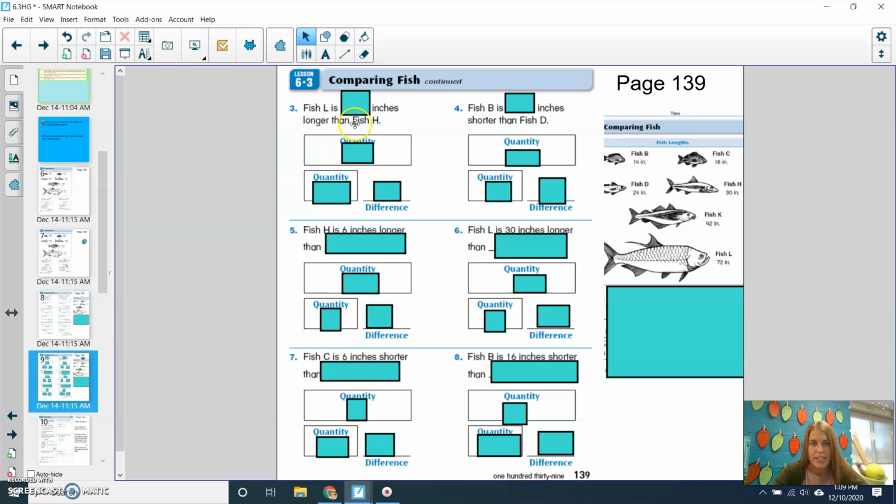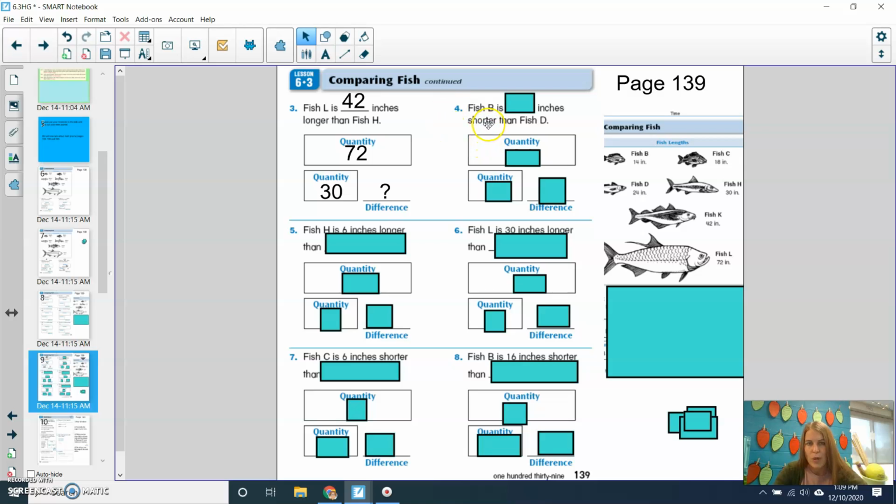All right, second graders. So I'm looking for fish L and fish H, and so I can see that fish L is 72 inches, and I can see that fish H is 30 inches. So I'm solving for the difference and thinking 30 plus how much more to get to 72, and I should have had 42 for my difference. And if I'm about to reveal an answer before you've solved, press pause as often as needed.